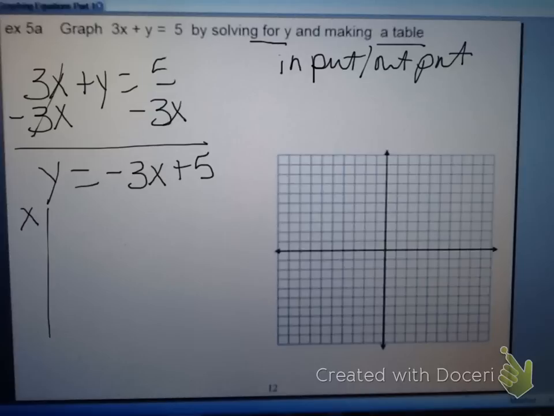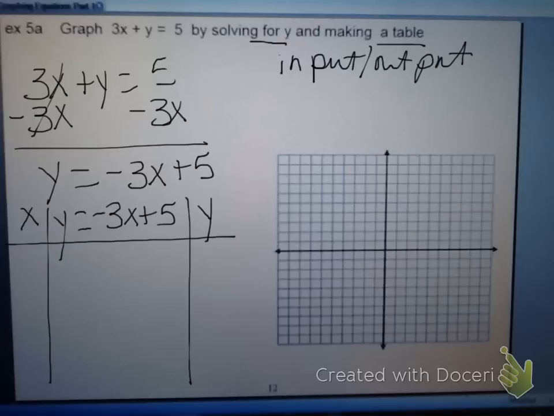Now to make a table, make your columns. Now, just to be consistent, you can plug in anything you want for x. But to be consistent, we're going to plug in negative 2, negative 1, 0, 1, and 2. So that's negative 3 times negative 2 plus 5. Simplify using the order of operations. Negative 3 times a negative 2 is a positive 6, plus 5 is 11.